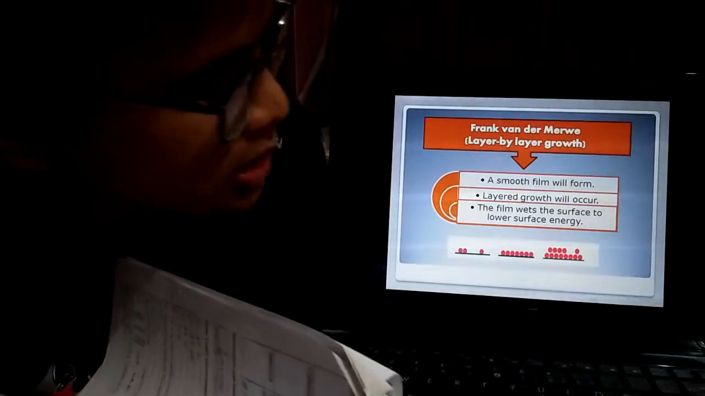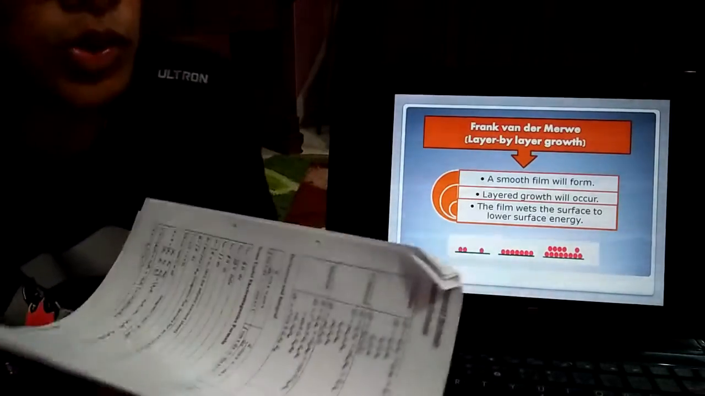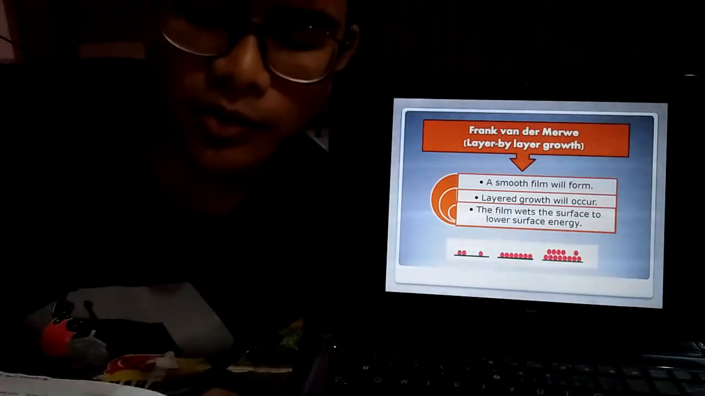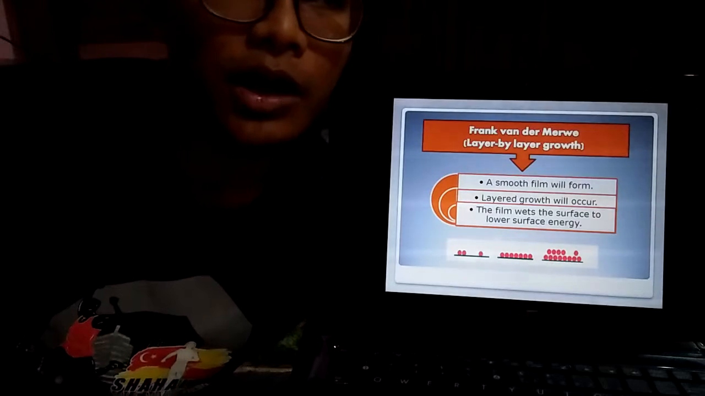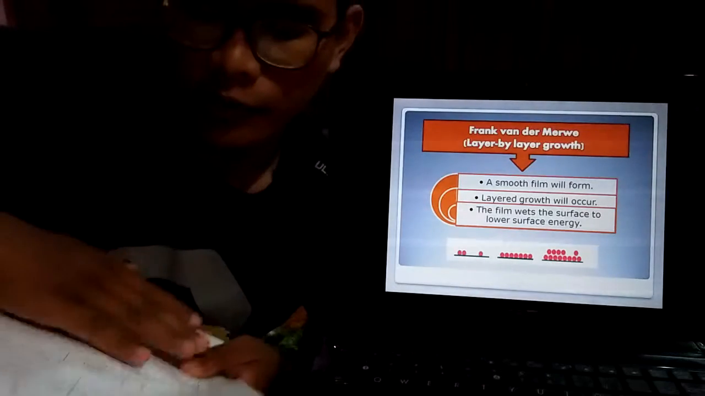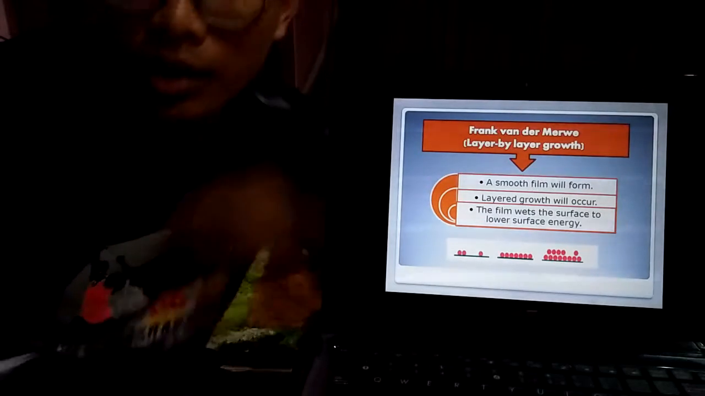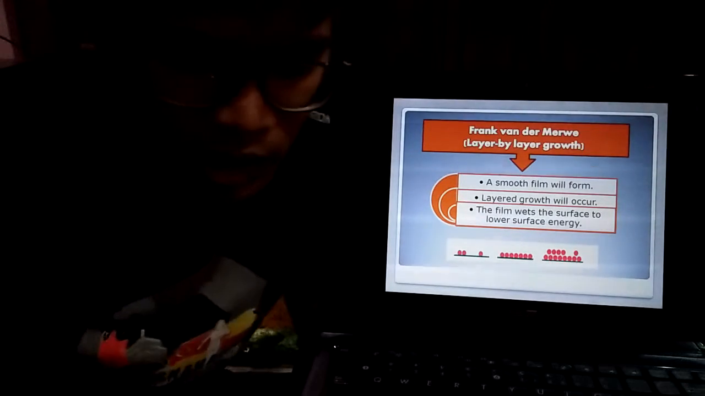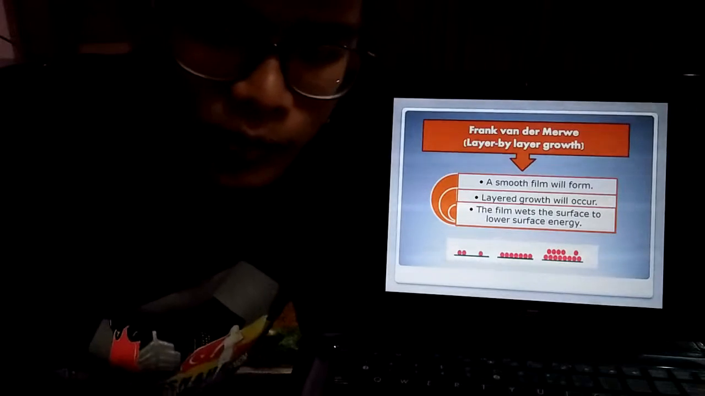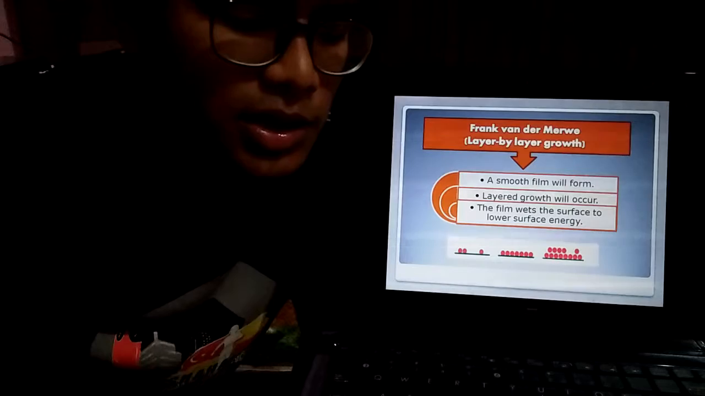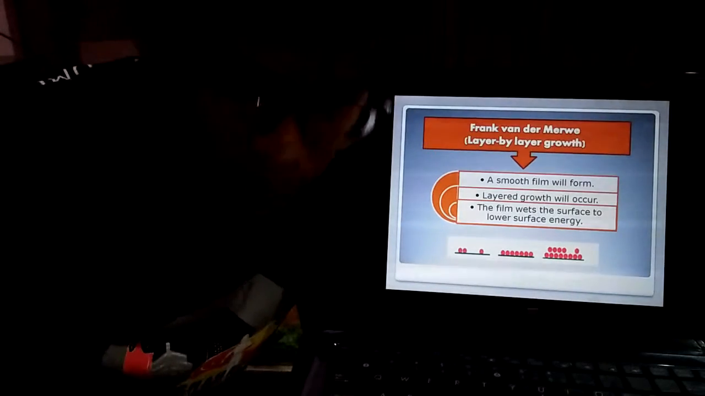The film wets the surface to lower surface energy. So this is the good process for making thin film, because a perfect thin film will have a very smooth surface. As a matter of fact, if you know the Hubble telescope, it is the biggest telescope that has been sent by humans to space.